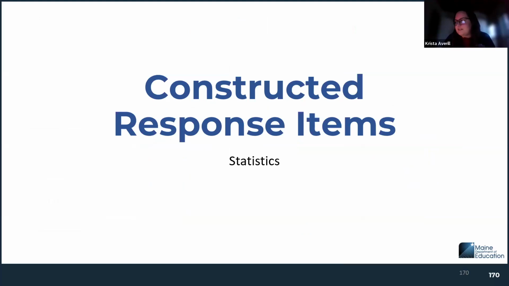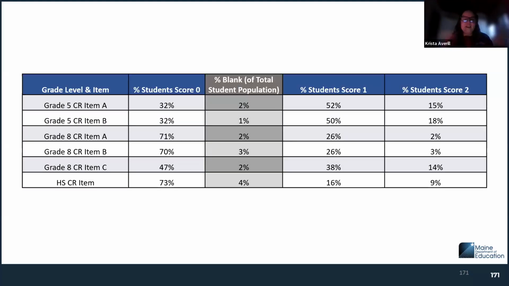The last little bit to talk about is constructed response items. These are just some statistics to think about when you're thinking about your students' scores. In spring 24 we had a few different constructed response items, noted here as CR, and this gives you an overview of how students performed on those. The reason I wanted to highlight this is that one of the things we ask from our vendor is a breakdown of that 0 score point.